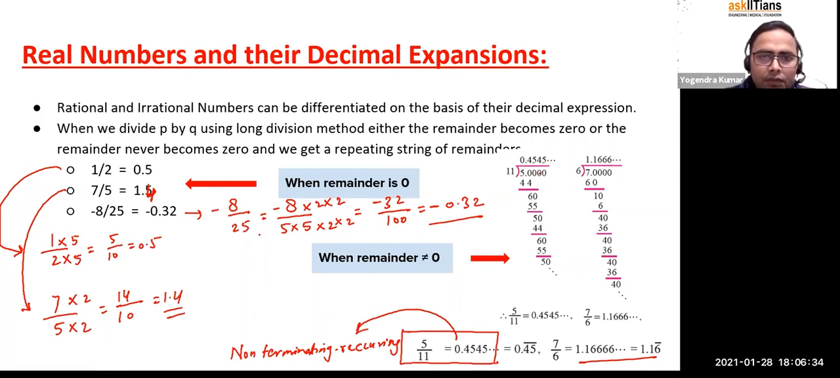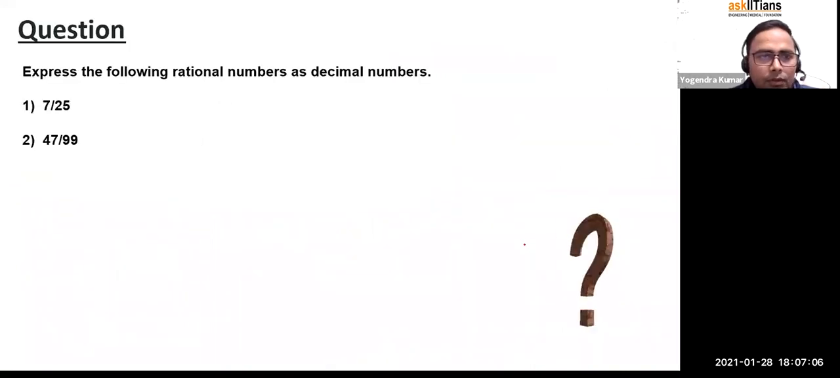For a number which is non-terminating recurring, that is a rational number. Sorry, I said irrational, that is a rational number. So 1 by 2 is a rational number, and its decimal form is going to be terminating. If it is non-terminating, then it has to be repeating. This is what we need to remember. Okay, so express the following rational numbers as decimal numbers.